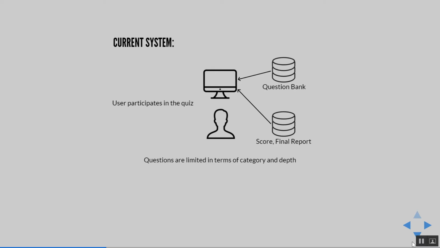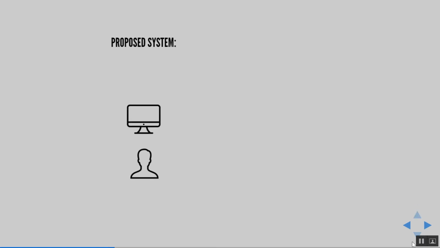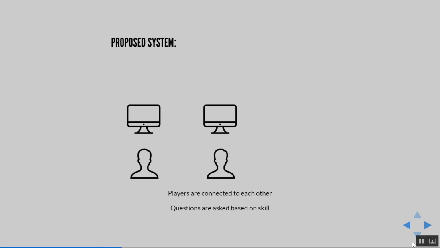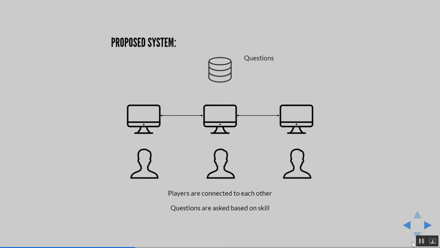So the main limitation is that the questions lack category and depth, and it also lacks the distribution of questions depending on the player's skill level. So our proposed system is an improvised model of the previous system, such that multiple users are connected at the same time, and depending on their skill levels we distribute questions to them. The players play the game in real time and the questions are also distributed in real time.